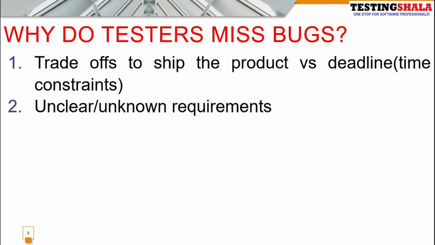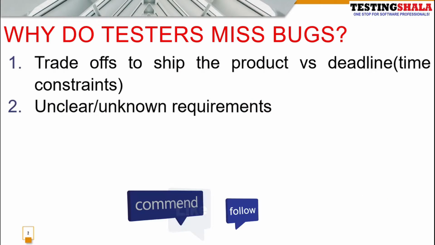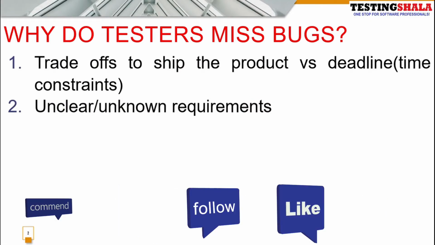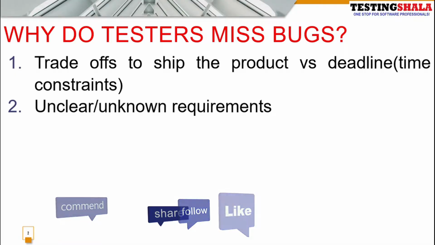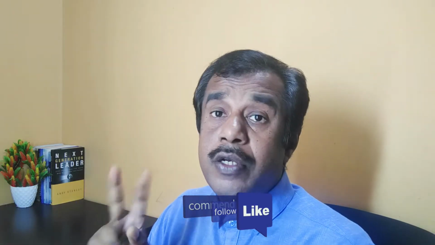Second reason is unclear requirements. Testers rely on the user story. Maybe the team has not asked the right questions to clarify those requirements. That is also the second reason why a tester might miss the bugs or defects in the system.